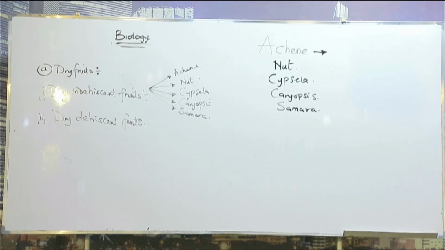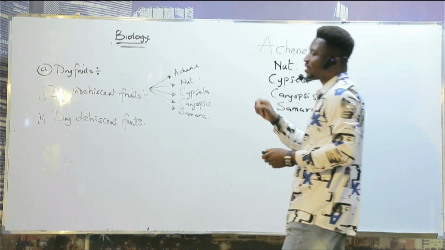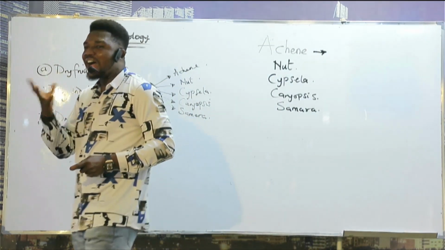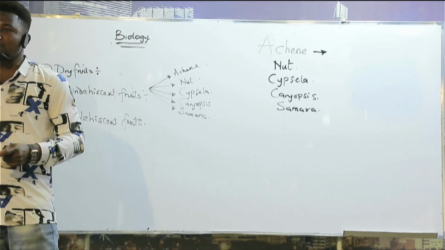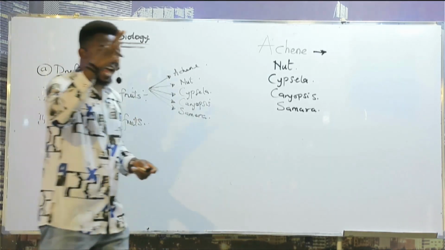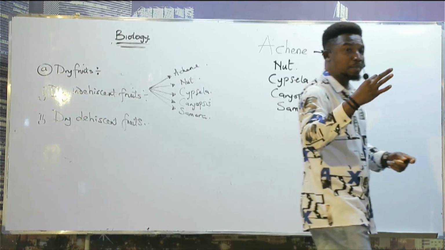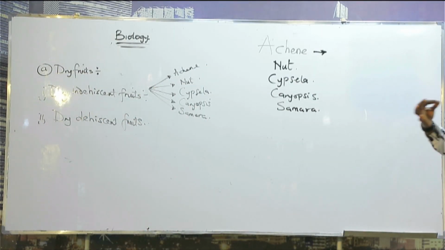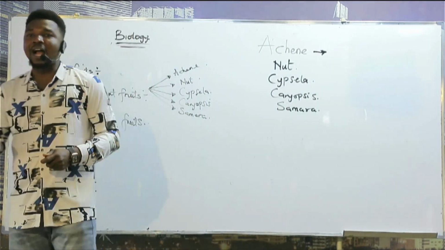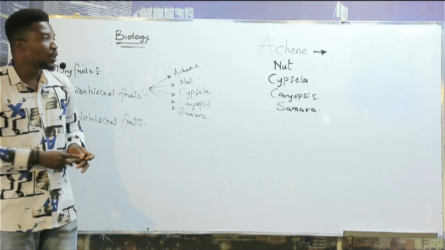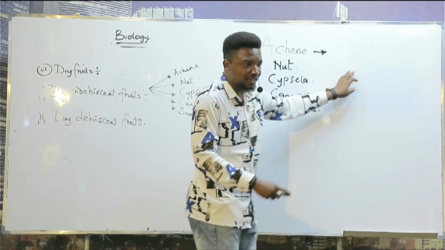I want to explain what a nut means. A nut is a type of dry indehiscent fruit that has a woody pericarp. Have you seen a cashew nut before? It has a kind of woody pericarp, right? And the fleshy part is gotten from the receptacle. So now, example of a nut is what?